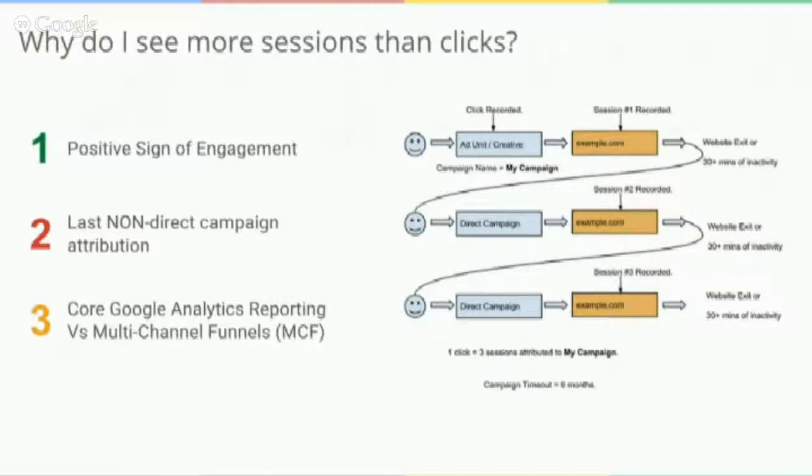Again, the other reason could be you're comparing different reports set up with different attribution models on the back end. So when you compare a report from core GA, understand it has all traffic reported into it versus an AdWords report or MCF reports. So those are subtle differences you want to keep in mind when you start looking at these reports.